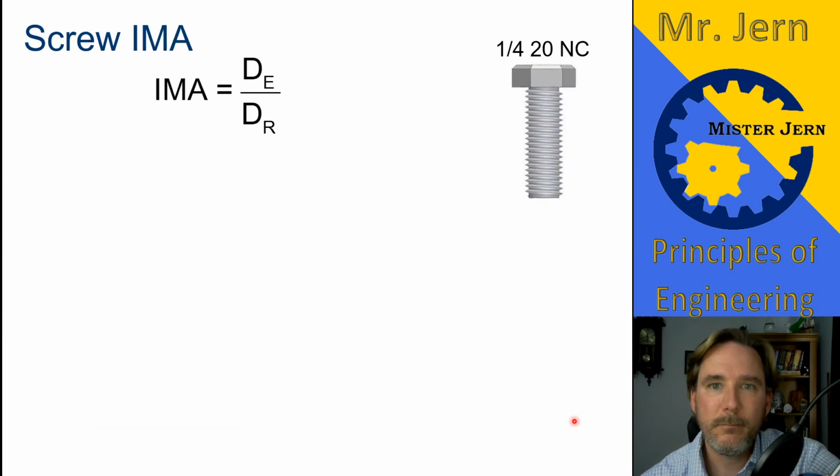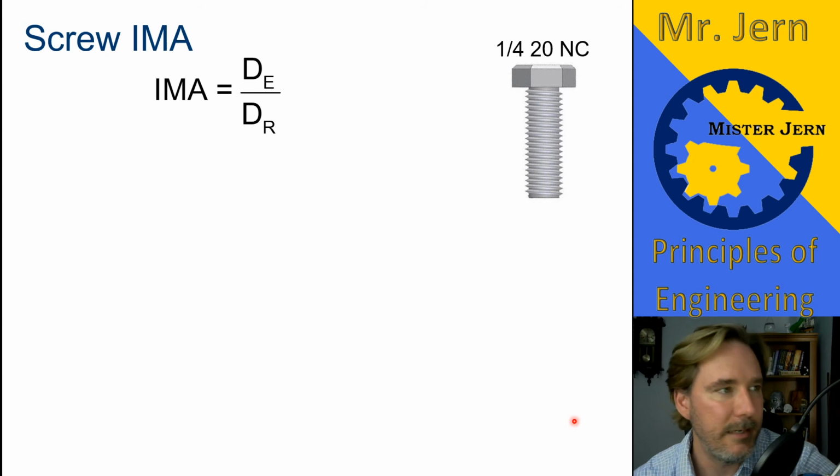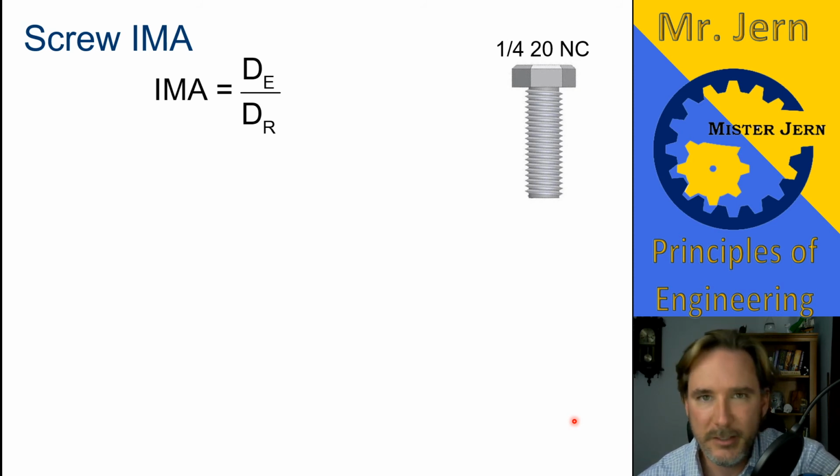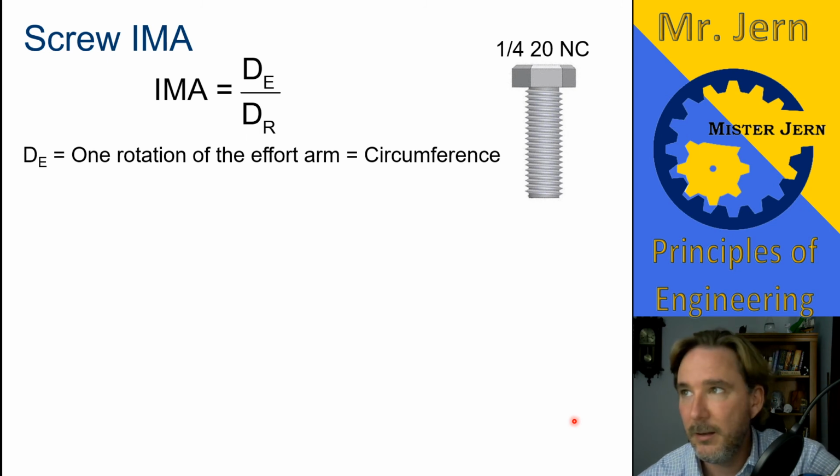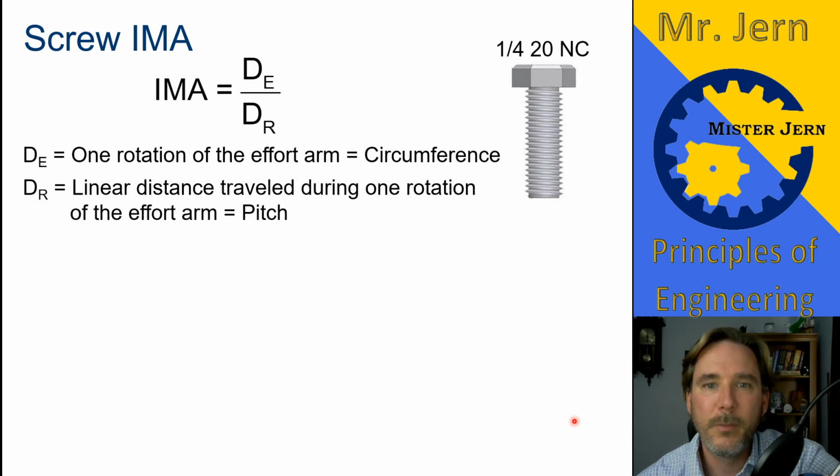All right. So let's talk about the IMA, the ideal mechanical advantage. Still going to be the effort distance divided by the resistance distance. But like all these things, it's the identification of what's what. That's going to be the tricky part. So the effort distance might not seem obvious, but it's the distance of one rotation of the effort arm. It's going to be the circumference of the screw. All right. So that's going to be the effort distance.